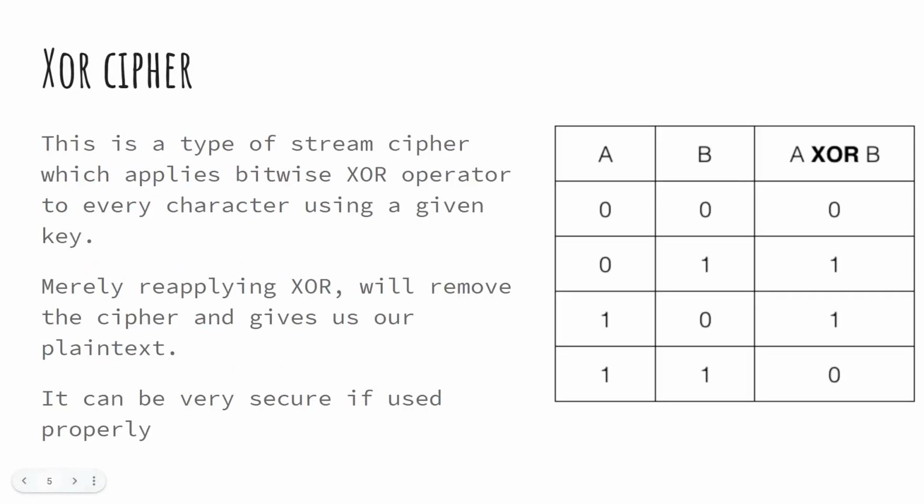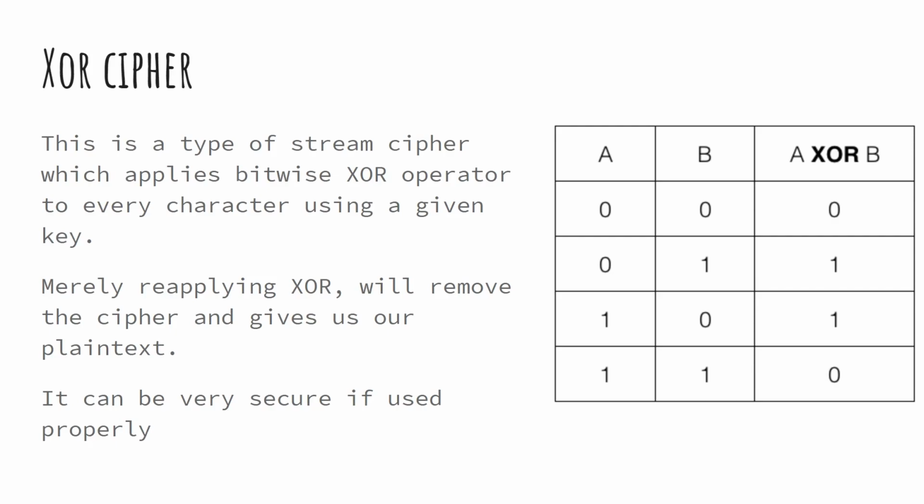Going ahead, I will explain the XOR cipher. This is an example of a stream cipher, which does the XOR function on each and every character between the plain text and a given key. Merely reapplying XOR on the ciphertext will give our plain text back. So let me explain how the XOR function works.